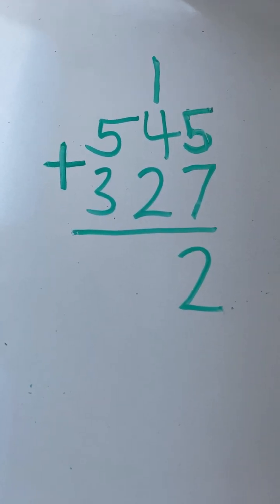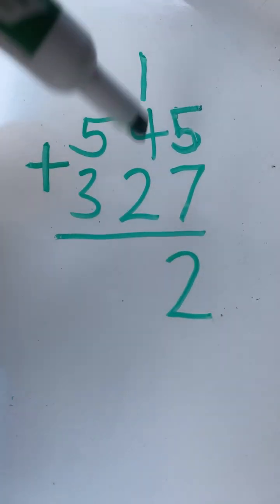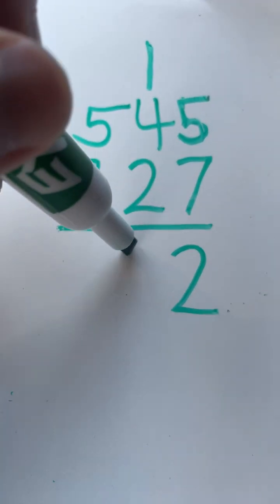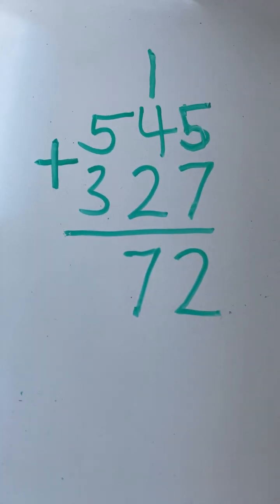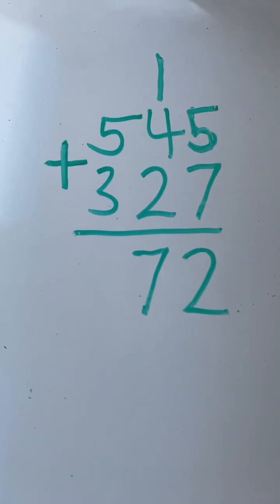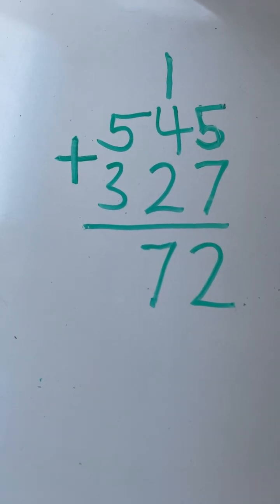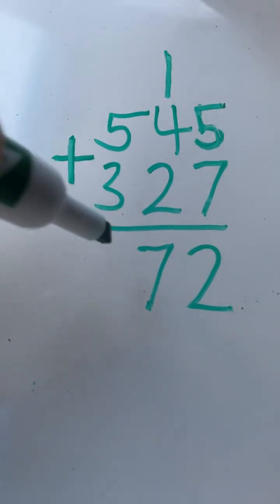Now we're going to add the two digits in the tens place, and then the one that we carried over, we have to add that as well. So 4 plus 2 equals 6, plus the one that we carried over is 7. Now we do not need to regroup in the tens place because our sum was less than 10. 9 or less, we do not need to regroup. We only regroup if our sum is 10 or more. 5 plus 3 equals 8.